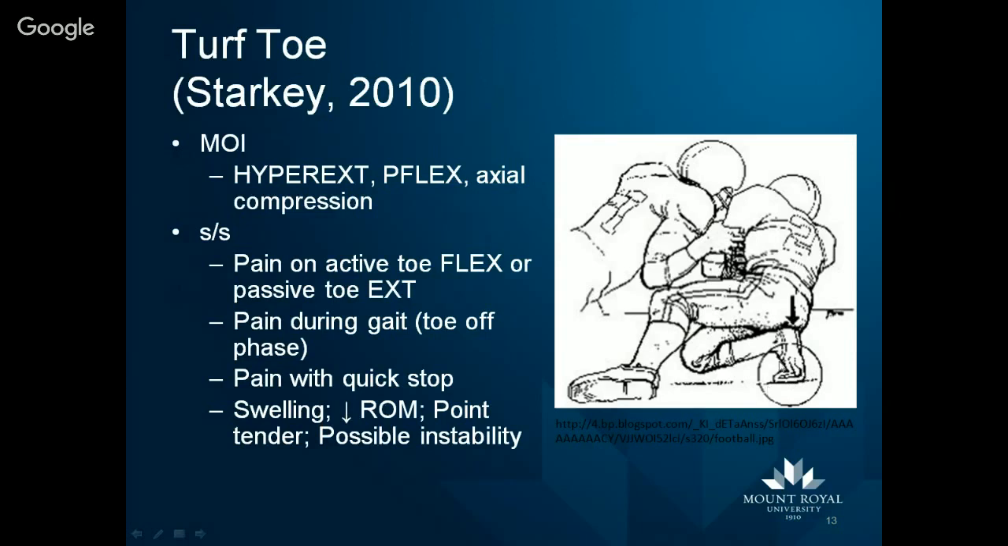With functional activities, the patient may also complain of pain while trying to stop. And on observations, you may notice some swelling, obviously decreases in range of motion, as well as heat, redness, and pain. There might be some possible instability depending on the severity of the injury.